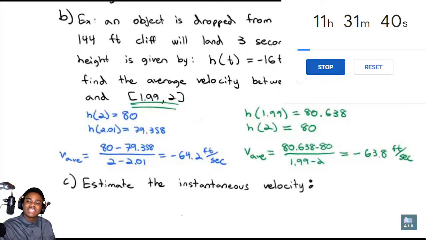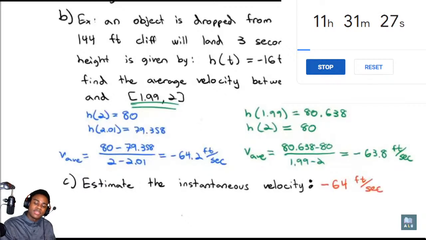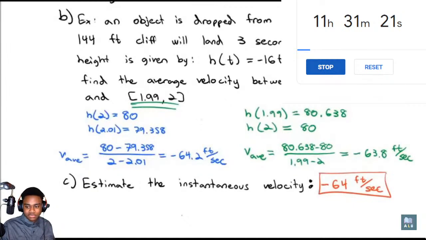To be somewhere in the middle of these two guys. So between 64.2 and 63.8, it's probably at 2 seconds, at that exact moment in time, moving approximately negative 64 feet per second. That would be the tangent line or the instantaneous velocity.